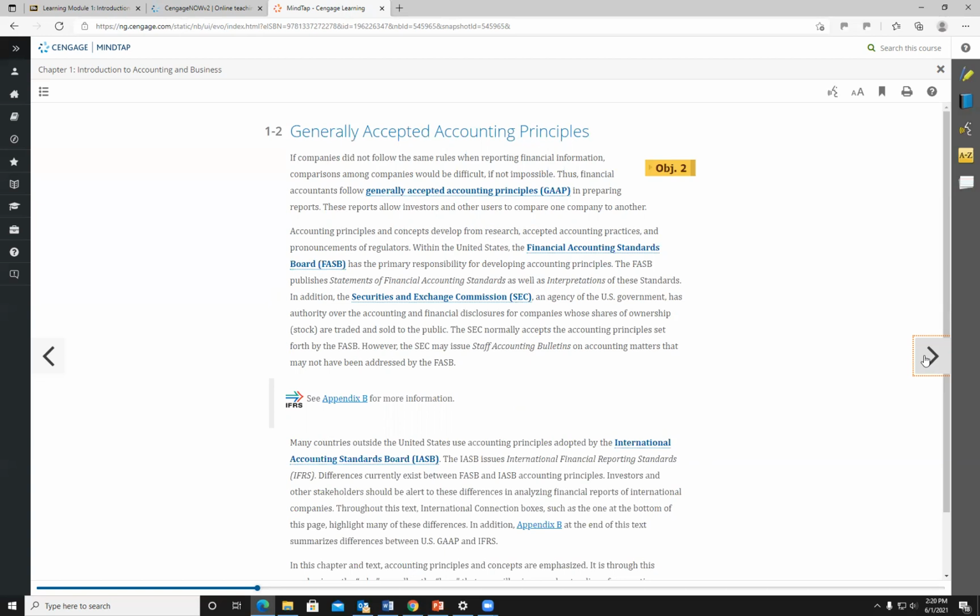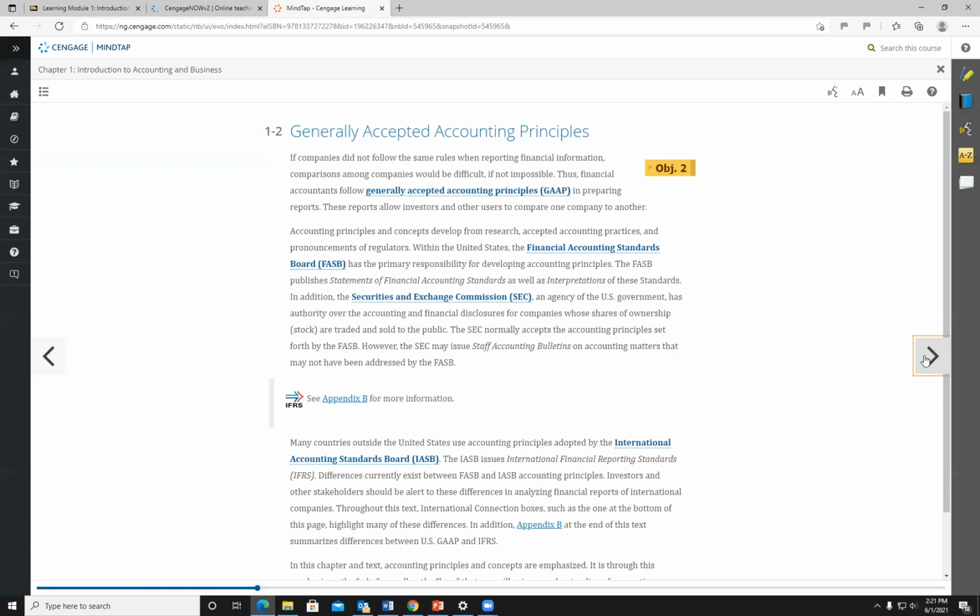If companies did not follow the same rules on reporting financial information, comparisons among companies would be impossible. So GAAP created a set of rules when preparing your financial reports. Accounting principles and concepts developed from research, accepted accounting practices, and pronouncements of regulations. Within the United States, the Financial Accounting Standards Board, also called FASB, has the primary responsibility for developing all of those accounting principles.